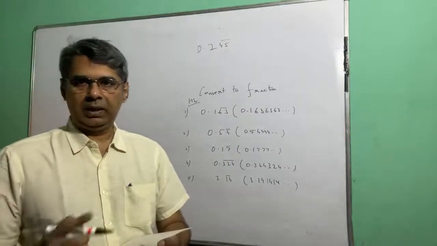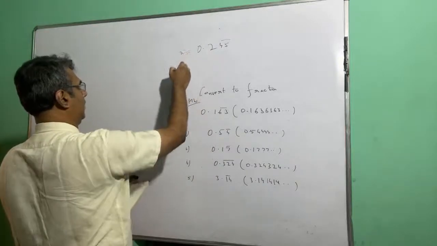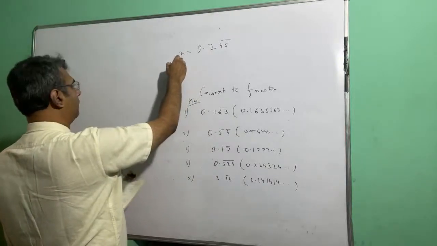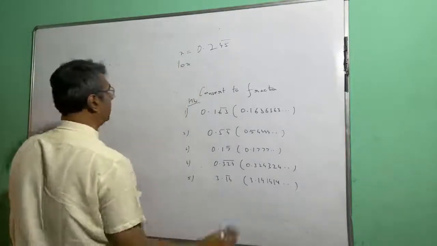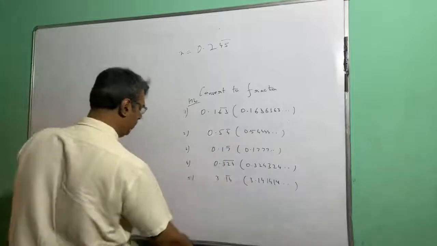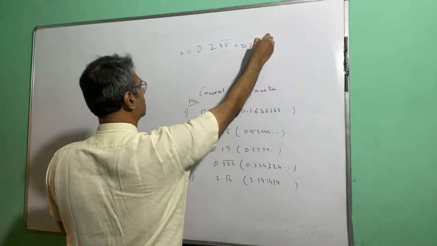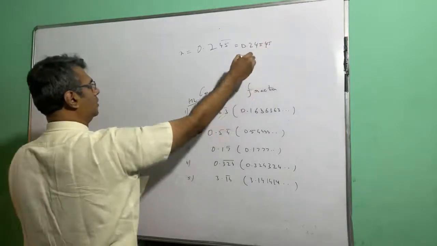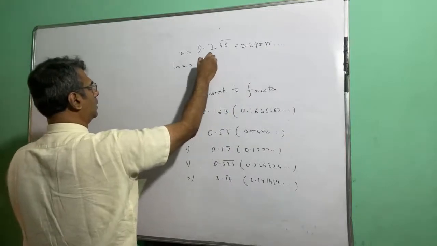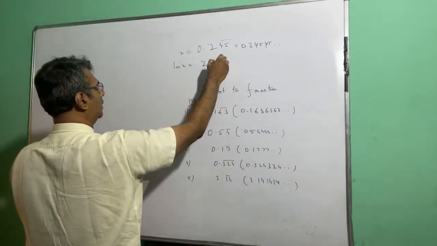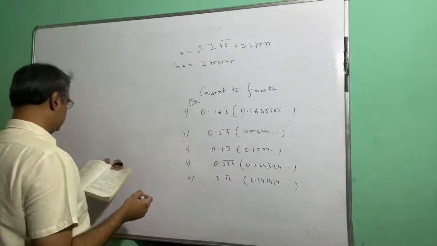0.245 recurring. Okay, let's see this sum. 0.245 recurring. So you just say x equal to 0.245 recurring, that is 0.2454545 like that. Then 10x will be 2.454545 like that.